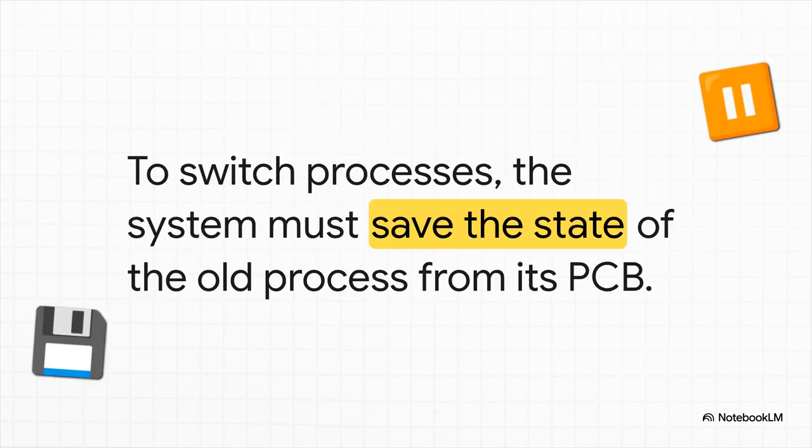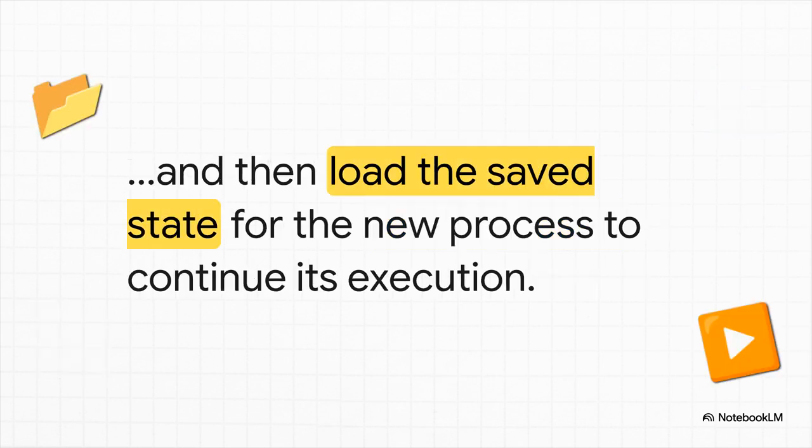When it's time to switch tasks, the operating system takes a perfect snapshot of everything Process A is currently doing. It saves its entire context, all that info from its PCB, that ID card we were just talking about. Then, in the blink of an eye, it loads the saved snapshot for Process B. And just like that, Process B picks up exactly where it left off, with no idea it was ever paused. And this whole dance happens hundreds, maybe even thousands of times every single second.